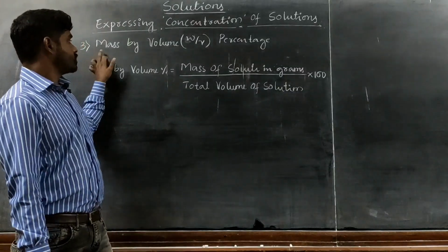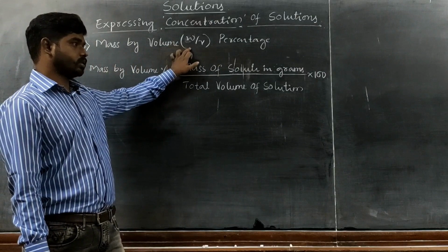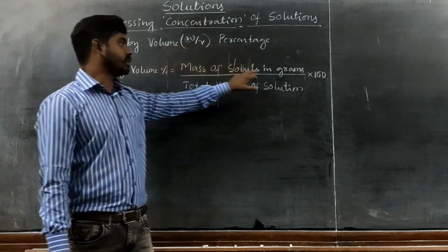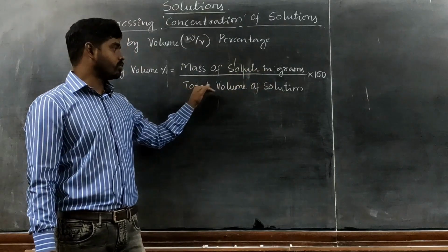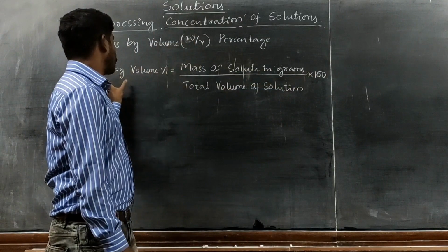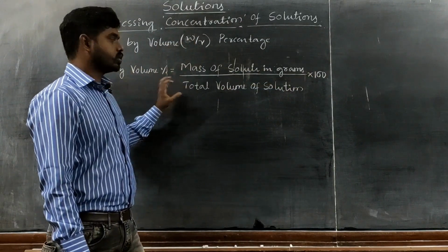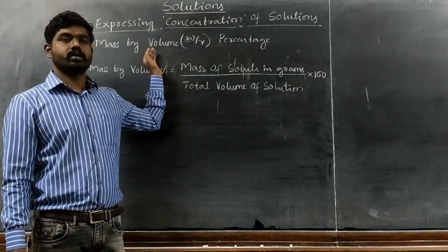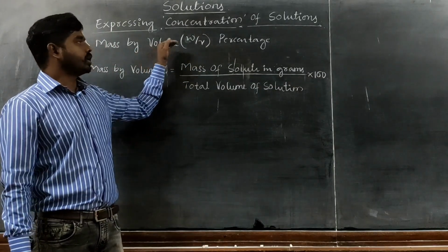The third type is mass by volume percentage, W by V, that is the mass of the solute in grams divided by the total volume of the solution, into 100. This will give you the mass by volume percentage. Usually this type of concentration term is used in pharmacy or in industries.